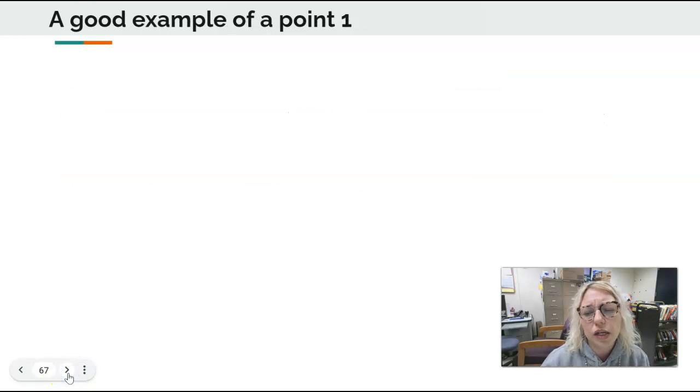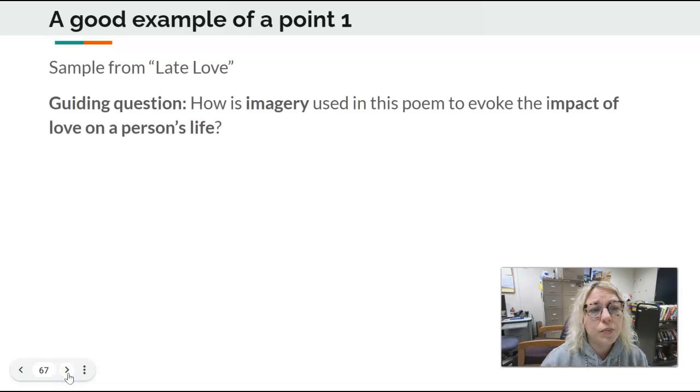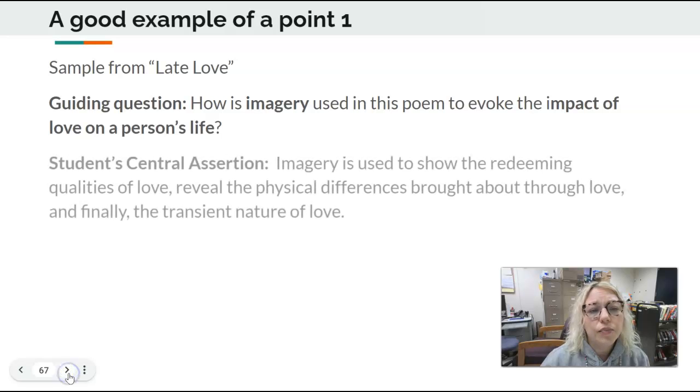All right, here's point 1. If you're looking at 5.6, the outline, you'll notice that you have a spot to write 3 different points. These are your 3 key points that are supporting your central assertion, answering the guiding question. So from the late love essay that was graded by IBO, they say imagery is used to show, this is the central assertion, I'm sorry, the redeeming qualities of love reveal the physical differences brought about through love, and finally, transient nature of love, remember?